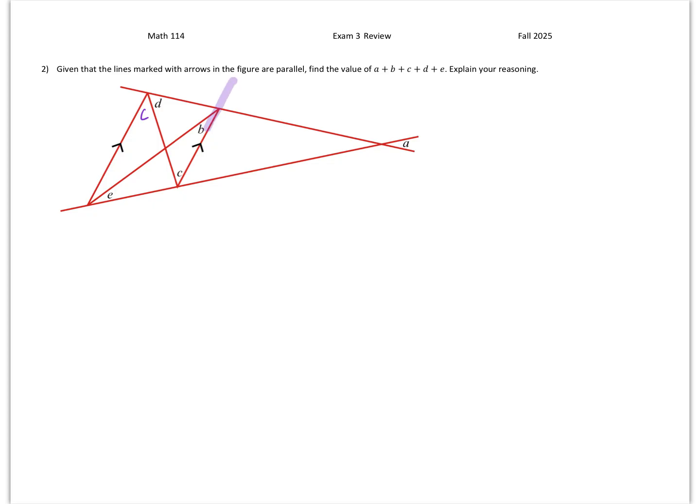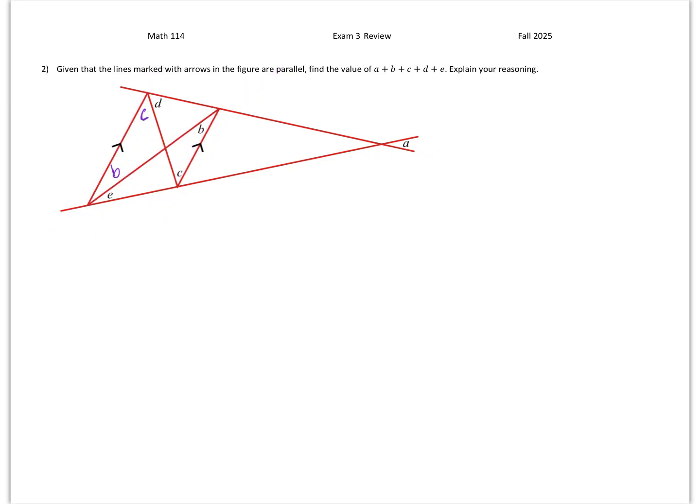Same two parallel lines, because I only have two parallel lines. But this time I'm going to look at a different transversal, this one. I'm only looking at angles formed by the purple lines. I have angle B, which is formed by one of the parallel lines and the transversal. The alternate interior angle to B is right here, also formed by a parallel line and the transversal. So this should be B right here.